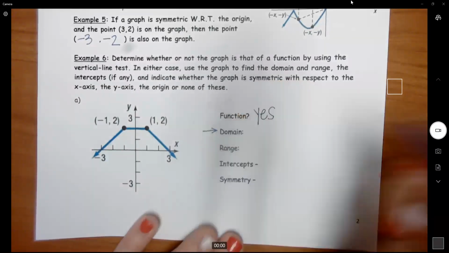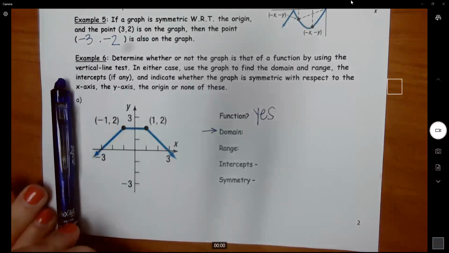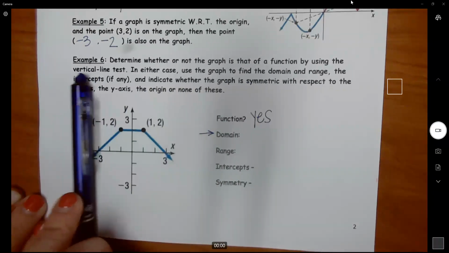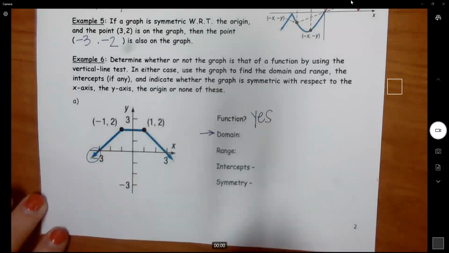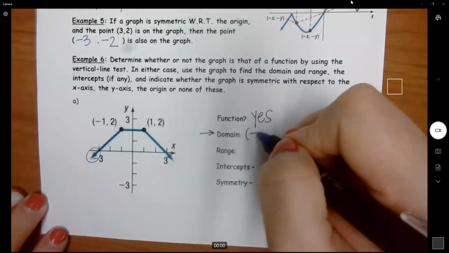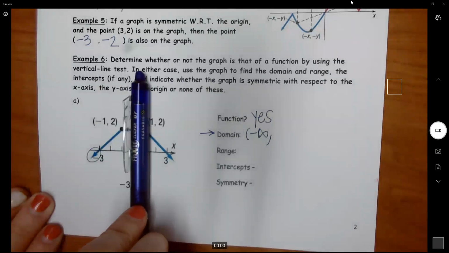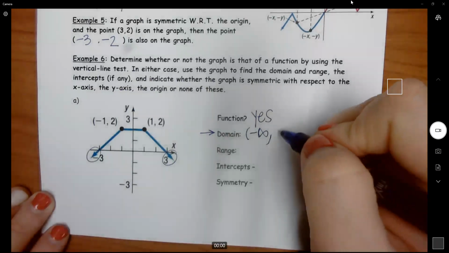Domain is x. We're going to determine that from going from left to right. So as I take my pencil here, or I guess my pen, and I go from left to right, the first thing I touch right here is an arrow, which means this is -infinity. And as I keep going from left to right, the last thing I also encounter is an arrow. So this is to infinity.